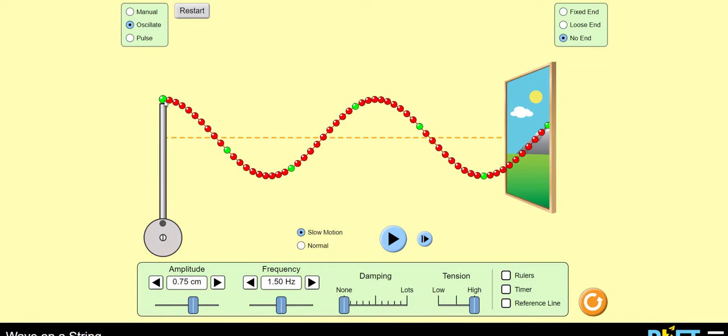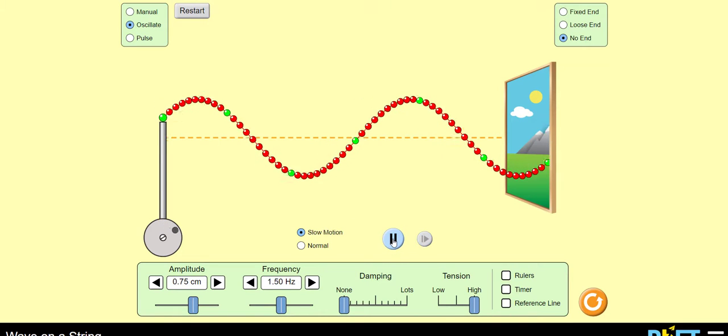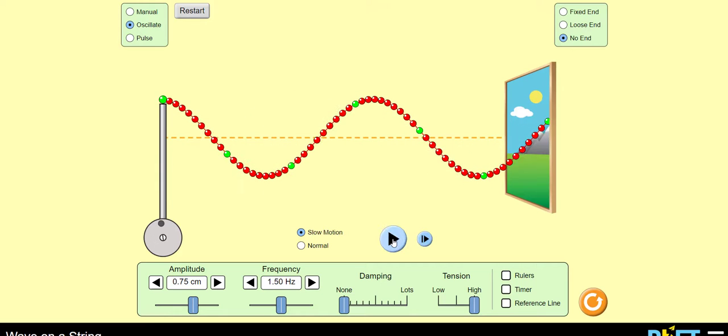Again, focusing our attention on the green particle at the left end, we can see that it moves in a periodic or repetitive fashion. Starting from its initial position of maximum displacement, the particle eventually returns to its initial position. We say that the particle has completed one cycle of vibration. The time taken for it to complete one cycle is known as the time period, or just period for short.